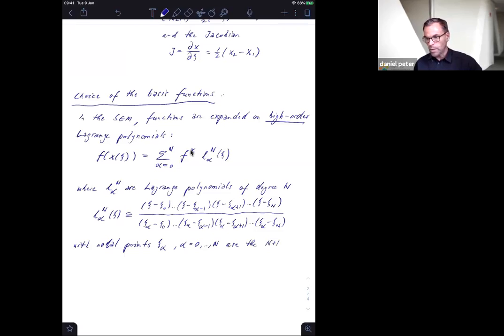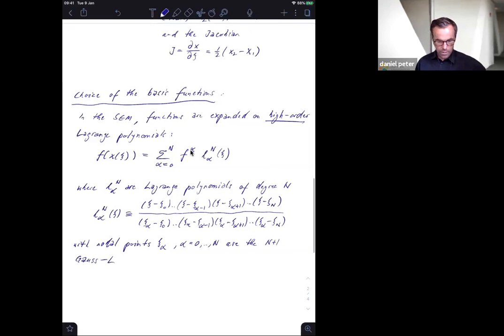So there are n plus 1 of them, and we call them Gauss-Lobato-Legendre. Sometimes it's also switched. Sometimes it's called the Lobato-Gauss-Legendre points. But for us, the abbreviation will be GLL, Gauss-Lobato-Legendre, GLL points.